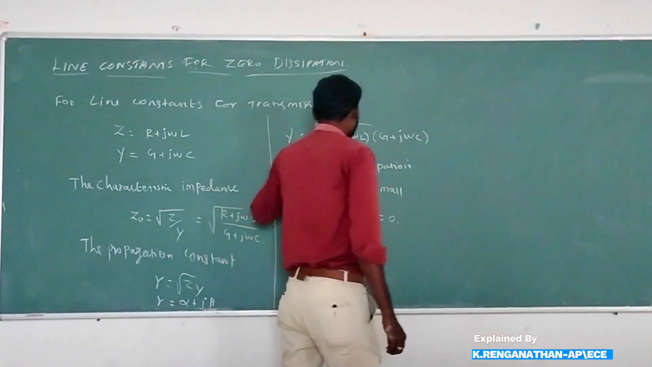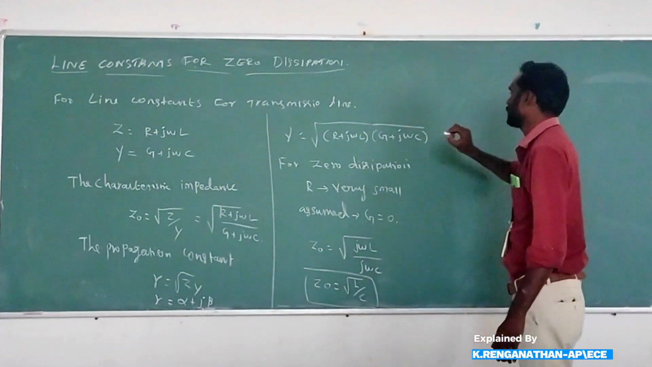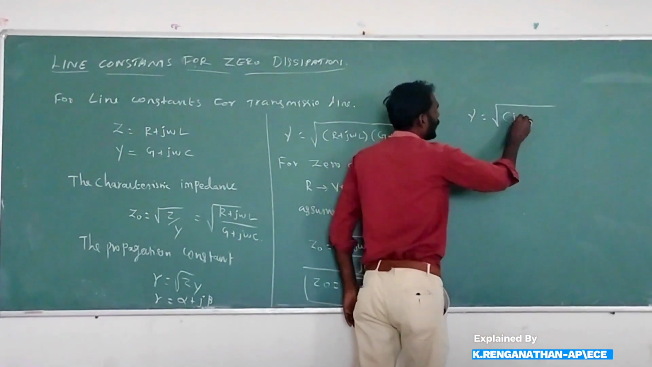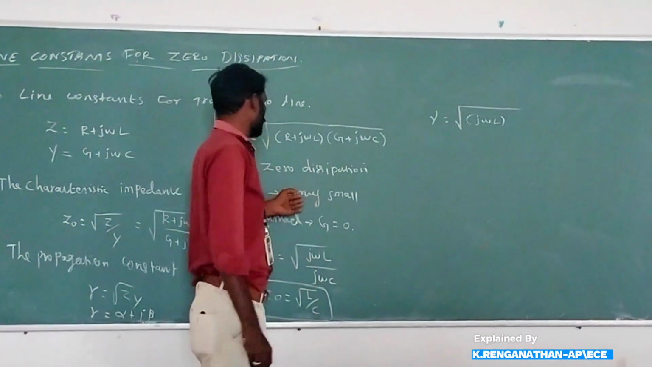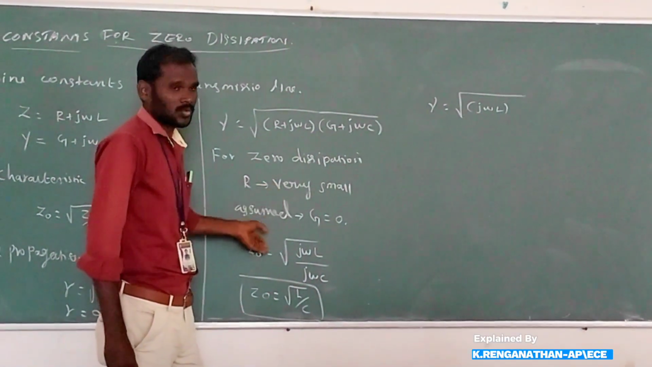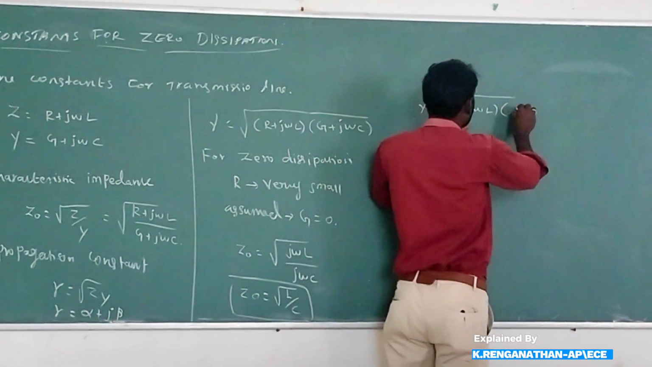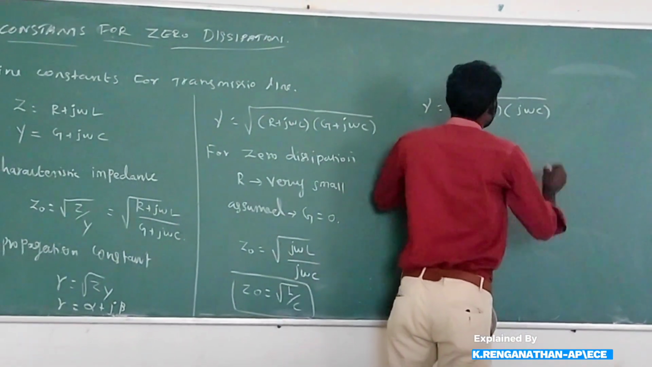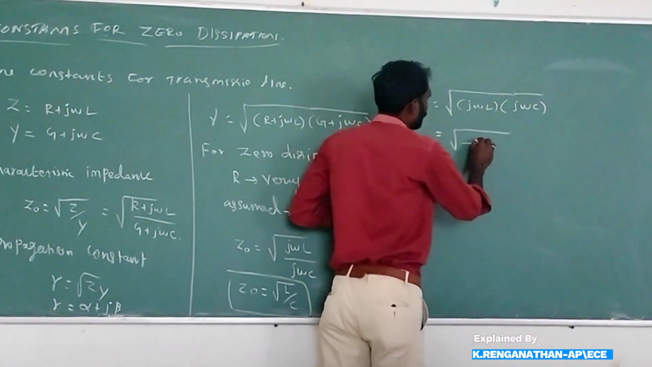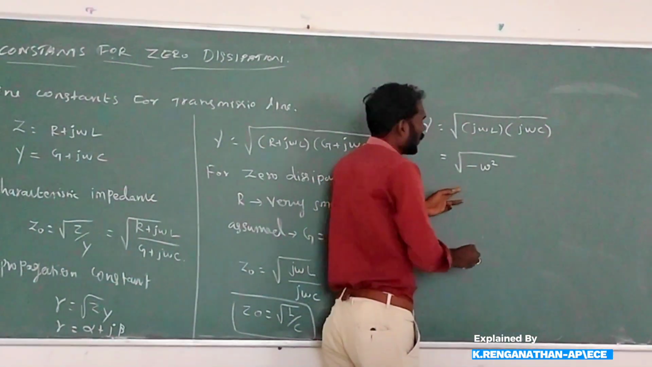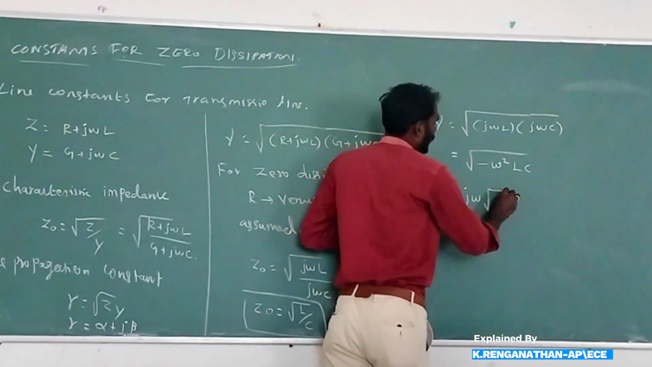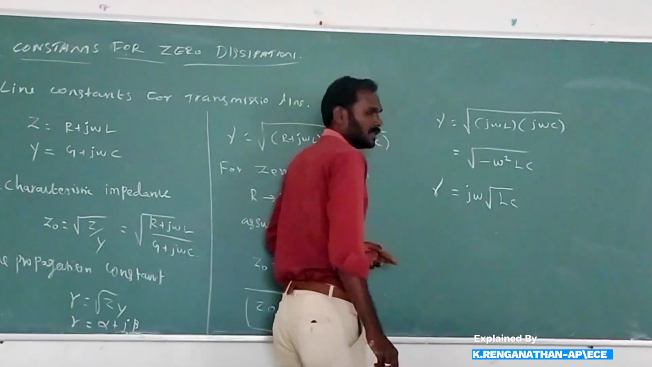So the propagation constant of the transmission line gamma is equal to root of j omega L times j omega C. R is very small compared to the inductive reactance, so it is neglected, and G is equal to 0. That is equal to root of minus omega squared LC, since j squared is minus 1. We write it as j omega root LC. It is gamma.